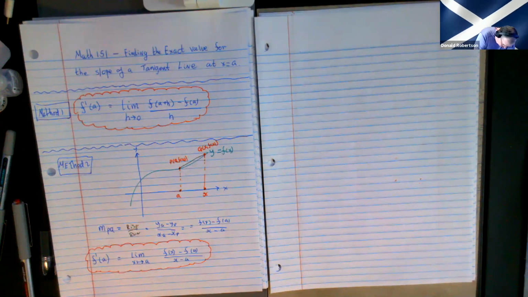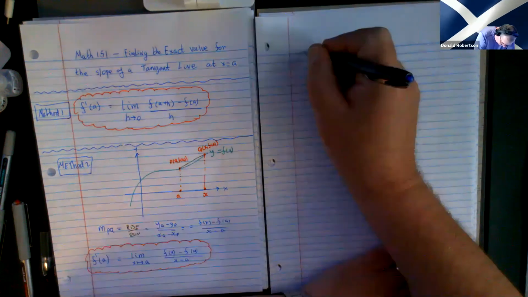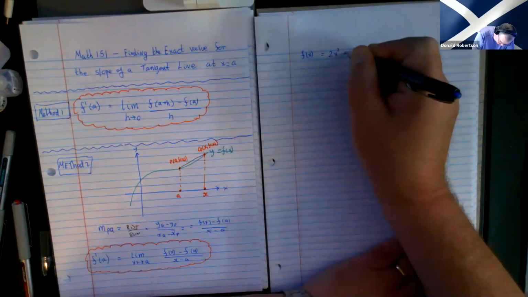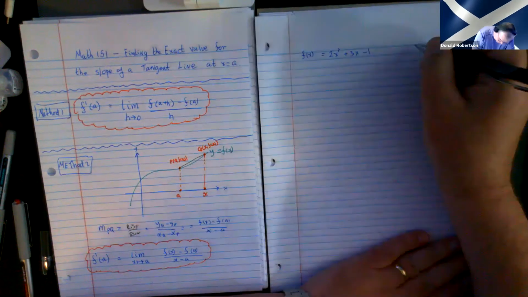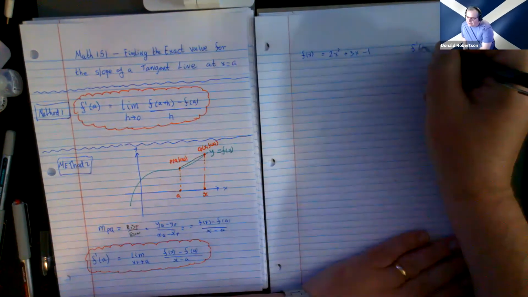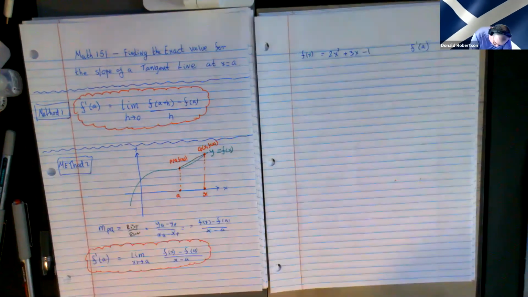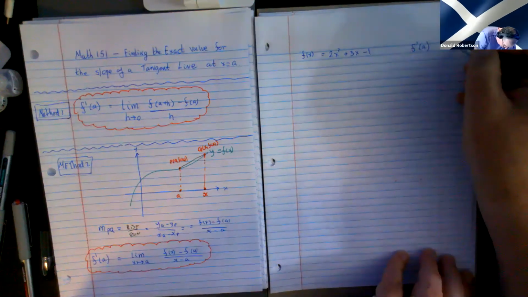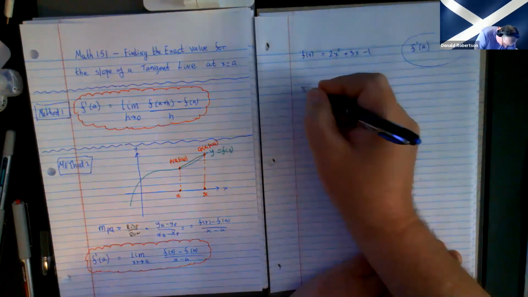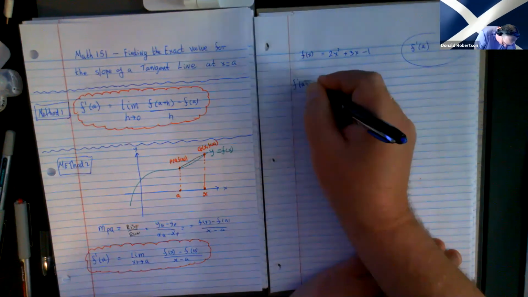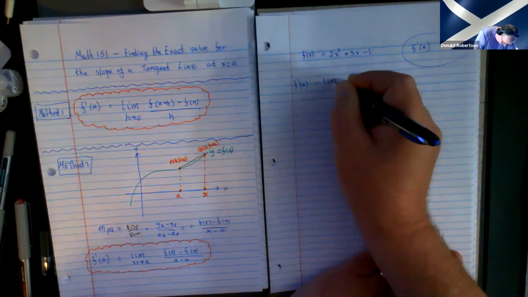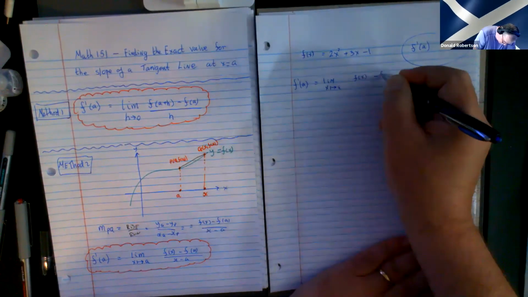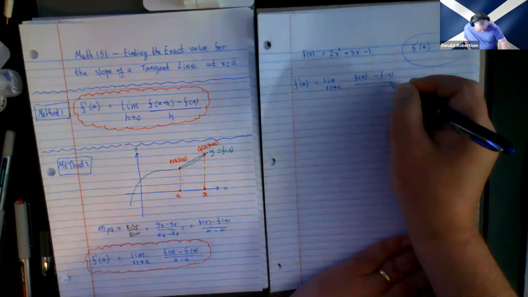Okay, let's do a quadratic: 2x squared plus 3x minus 1. Let's just do that one. The f dashed of a, which is essentially the slope of the tangent line at x equals a, is going to be the limit as x tends to a of f of x take away f of a over x minus a. And that's quite a different looking formula.